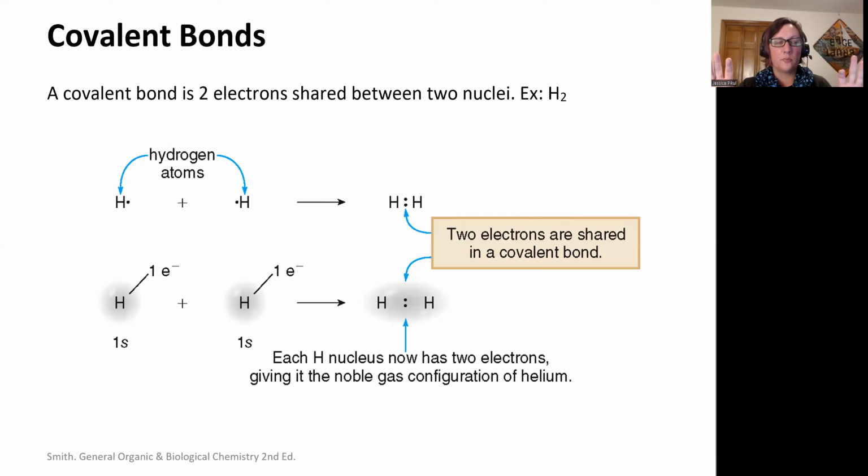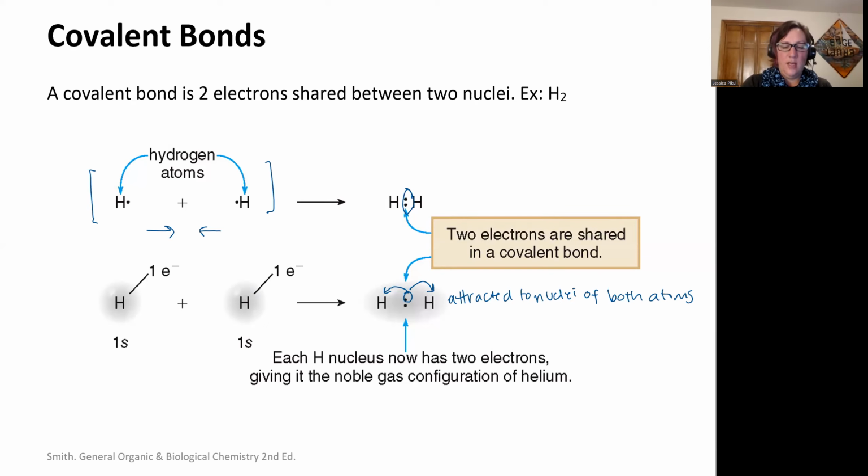And so the sharing of the electron between them means that we'll have two electrons, one contributed from each atom. So here are our two hydrogen atoms coming together. And as they move together, these two electrons that they each contribute into our covalent bond are going to be shared between the two atoms. And what that really means is that each of these electrons is attracted to the nuclei of both of the atoms.